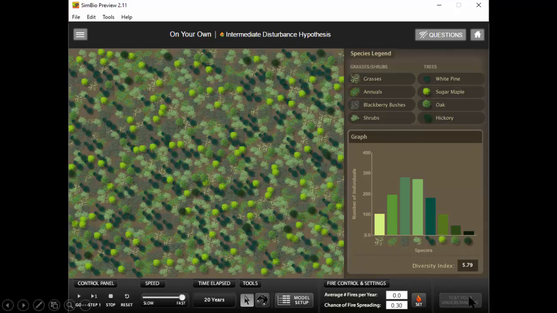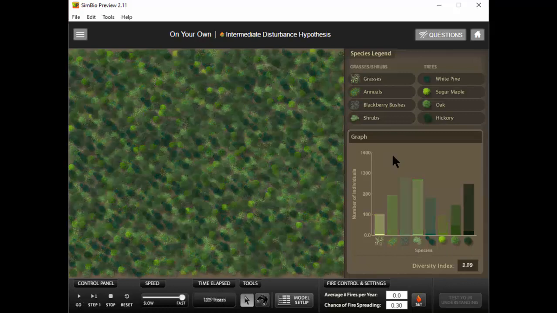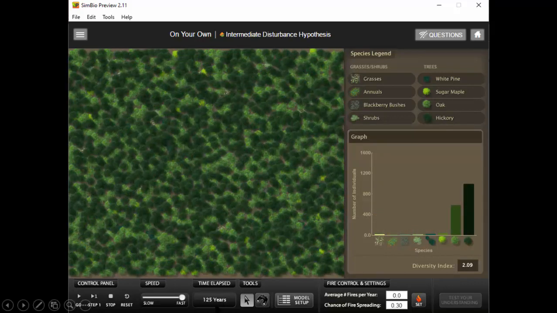And I would record the diversity index over time. So here we see this is at year 20. If we run it to year 125, which is the maximum, we get a community dominated almost exclusively by hickory and oak, right? Almost exclusively hickory and oak, and there's a little bit of everything else. The diversity index is very low because it's almost only these 2 species. Now this is a setup with 0 fire. When you add more fire, it's going to become different.